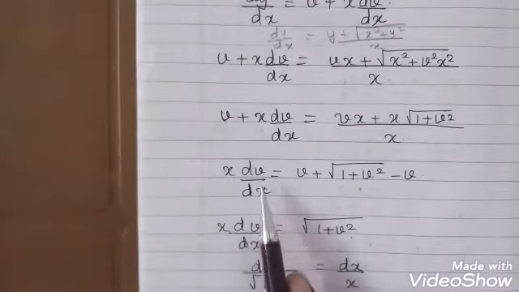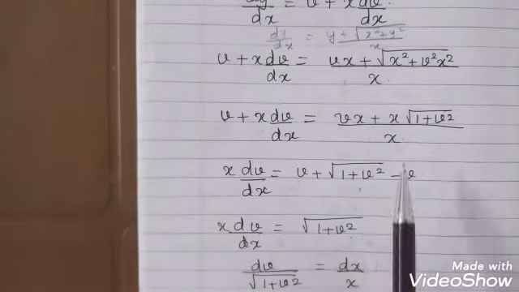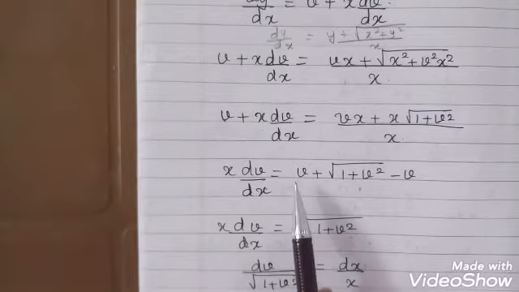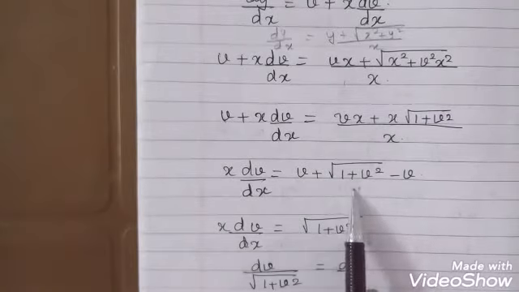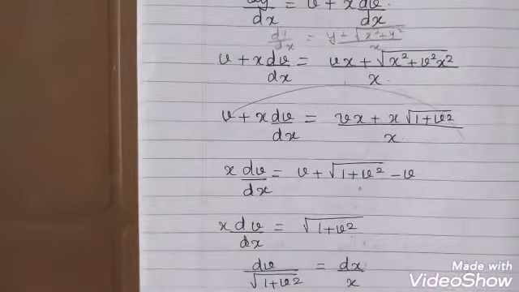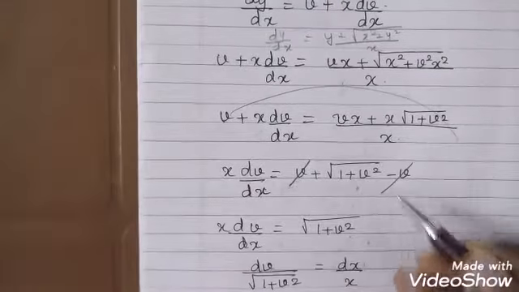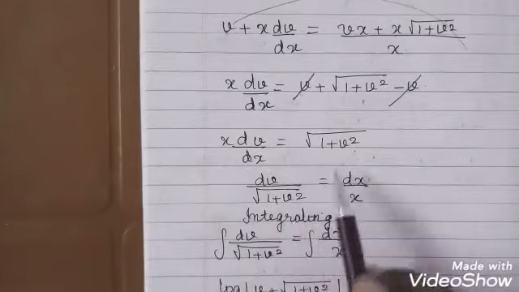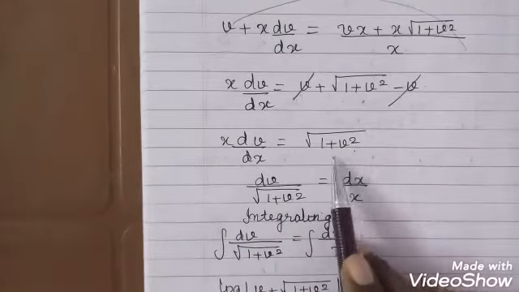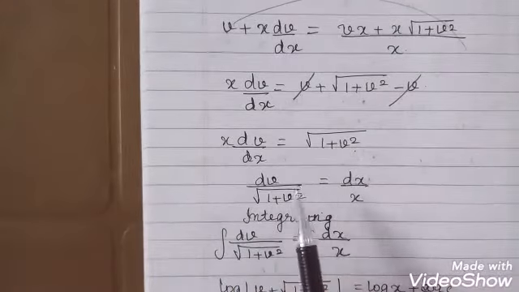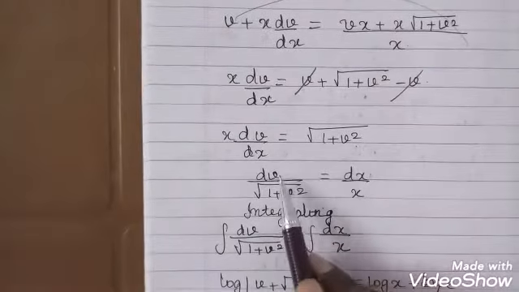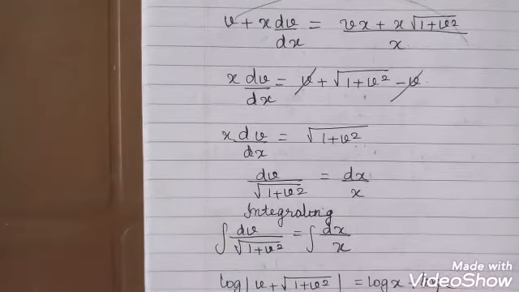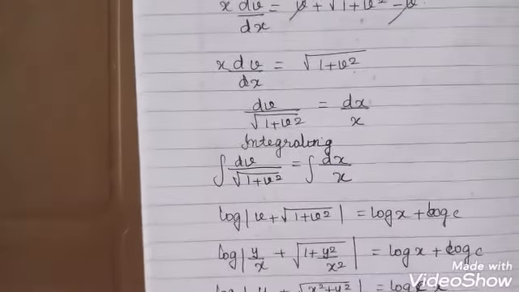So x into dv by dx is equal to, taking x common, the x gets cancelled. It is v plus square root of 1 plus v squared. Taking it to the other side, you have minus v, and v and this minus v get cancelled. So you're left with x into dv by dx is equal to square root of 1 plus v squared. By the variable separable method, dv divided by square root of 1 plus v squared is equal to dx divided by x.